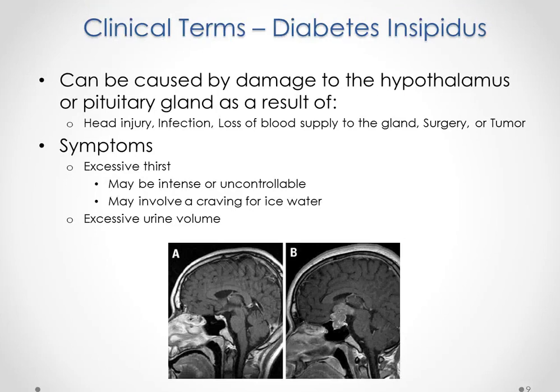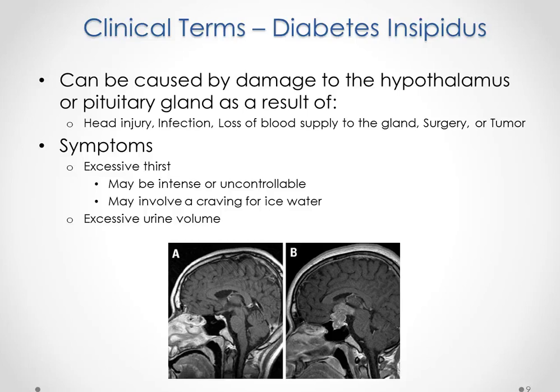So let's talk about some things that can go wrong with the hypothalamus or the pituitary gland. This is going to give us our first clinical case, and you can look at the clinical cases on page 13 in your lab manual. This first one is called diabetes insipidus. Diabetes insipidus is not the same as diabetes mellitus that we'll talk about in a minute.